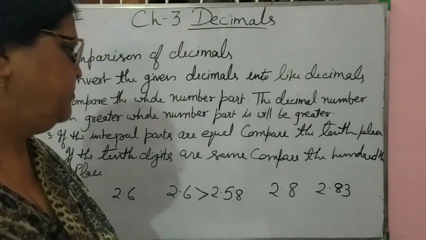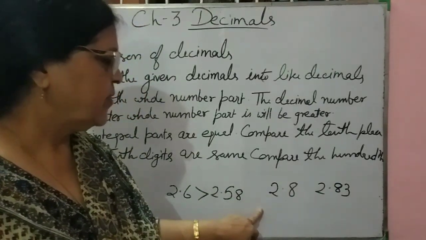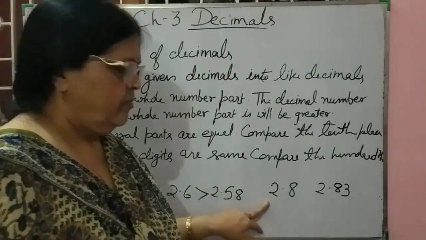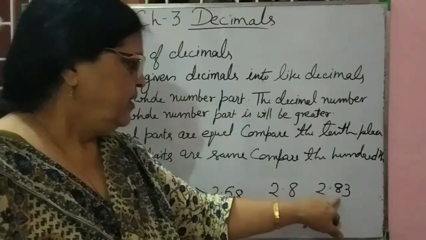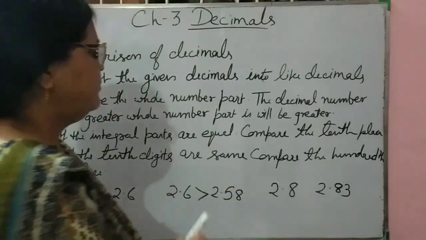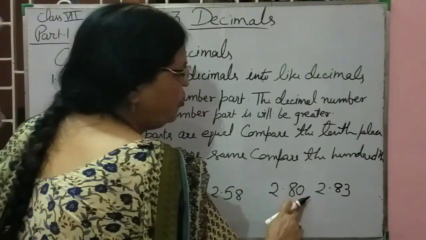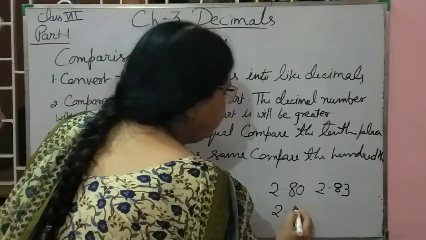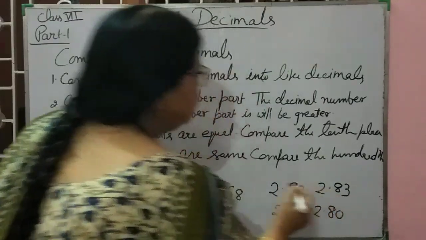Which one is greater? See here, whole part is equal. पहले हमें whole part को देखना है. Whole number is equal, but in 10th place is 8. Again here is 8, but in 100th place here is 0 and here is 3. So 2.83 is greater than 2.80.